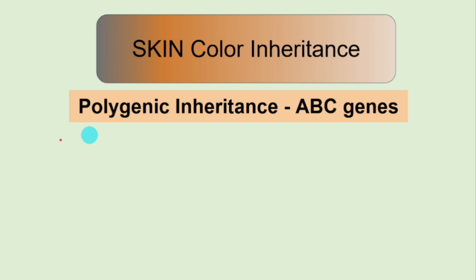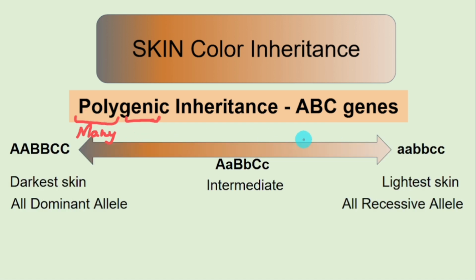Poly means many, and genic stands for genes, many genes. Three or more stands for poly. Okay. Now in this case, you will see we don't have two distinct contrasting traits in skin color. Okay, we see a gradation from darkest skin color to lightest skin color.